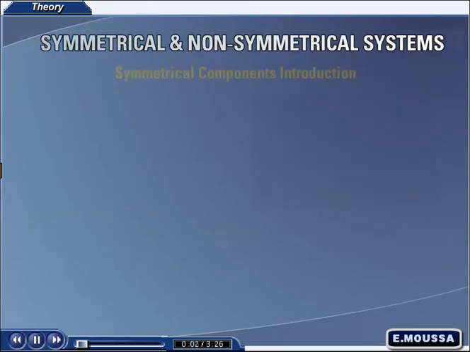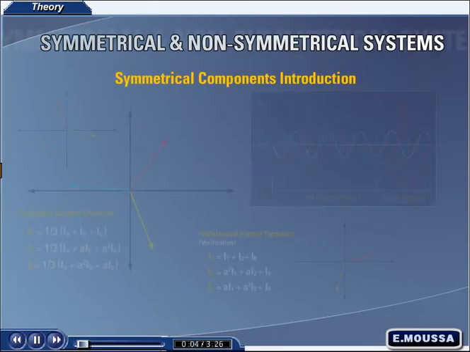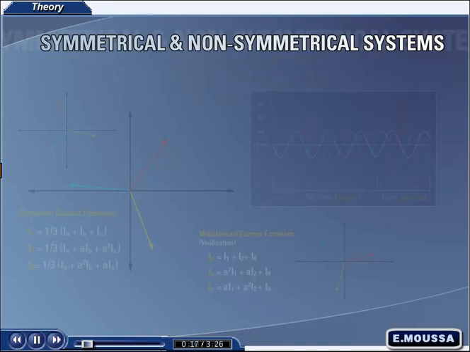Symmetrical components. The theory of symmetrical components goes well beyond the scope of this course. The intent of this next section is to serve as an introduction to the concepts of symmetrical components, so that the student can better understand how modern microprocessor relays operate.